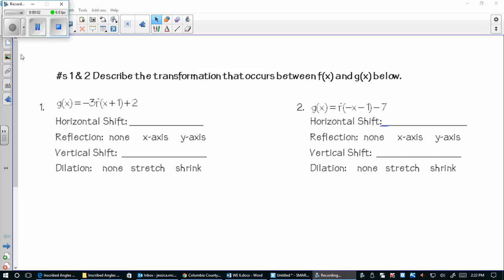Okay, so we are doing transformations of linear functions for this weekly essential. And on the first two examples, we are given the function and we just need to tell what those transformations are. So for the first one, we have g of x equals negative 3 times f of x plus 1 plus 2.